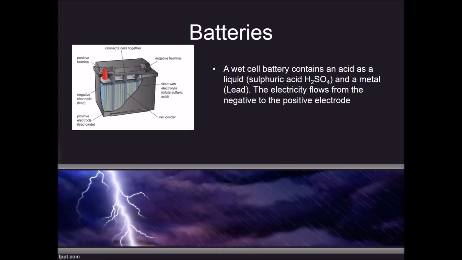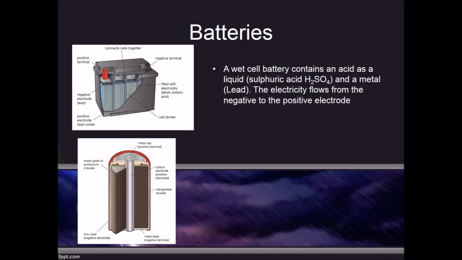In this one here, which is an example of a battery you might find in a car, or sometimes people store power from their photovoltaic cells in a battery, then often it's this sort of battery. This is what's called a lead acid battery. It's a wet cell because it contains a sulfuric acid as the liquid, and the metal in the battery is lead, and the electricity flows from the negative to the positive electrode.